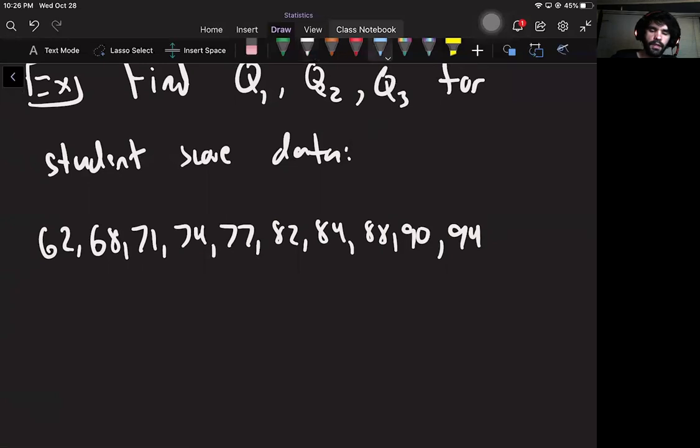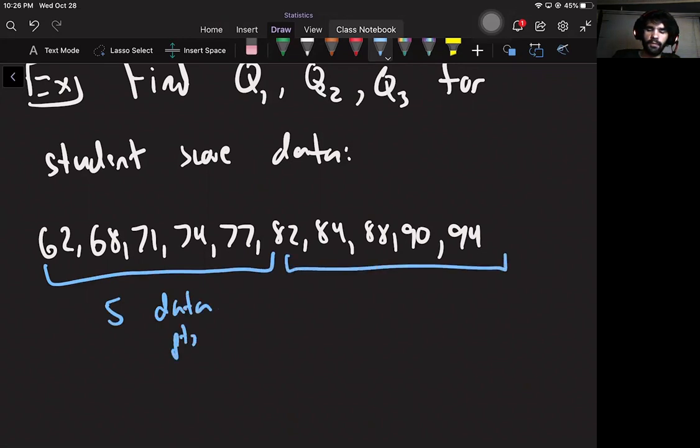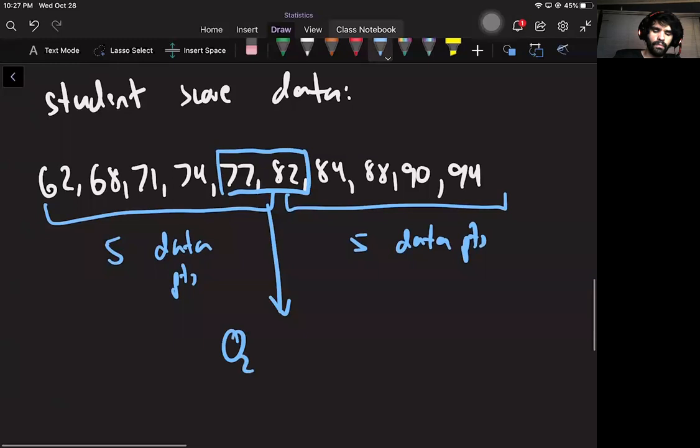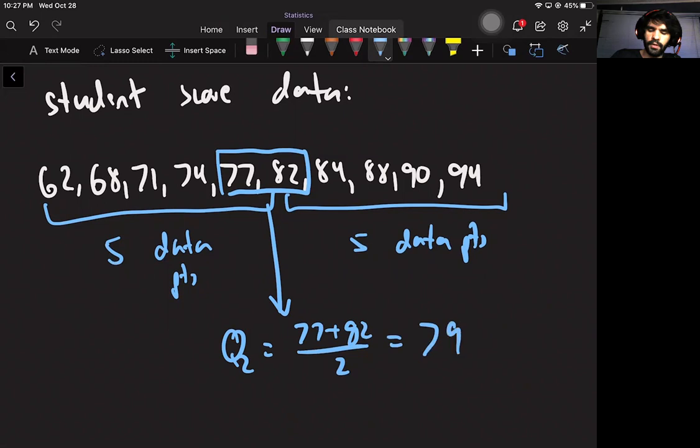So I believe that there's 10 data points. So that means that the median is going to be between the two middles. So let's see, I think there's 5 here, 5 data points, and then there's 5 more here. So that means that the median comes from going between these two, and that tells us Q2. So I have to get the middle of these two numbers and then cut that in half, and it'll turn out to be 79.5.